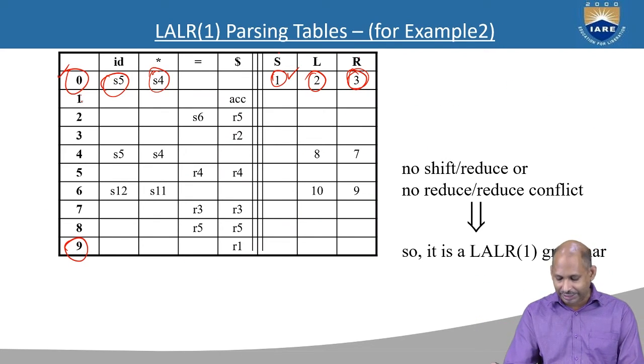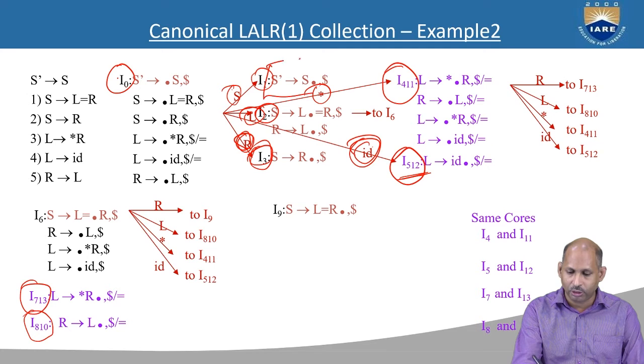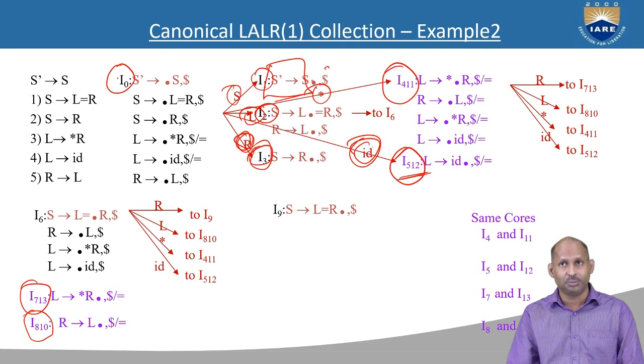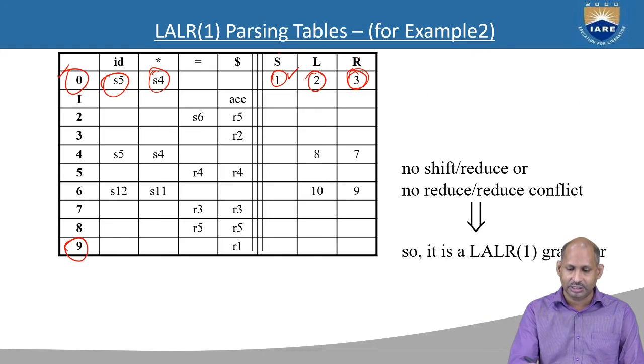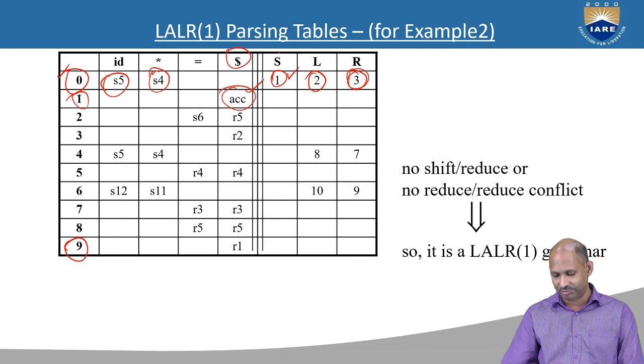Now, state 1. What is state 1? State 1 is the special production, with the dot at the special production. So on 1 and dollar, we simply write accept.